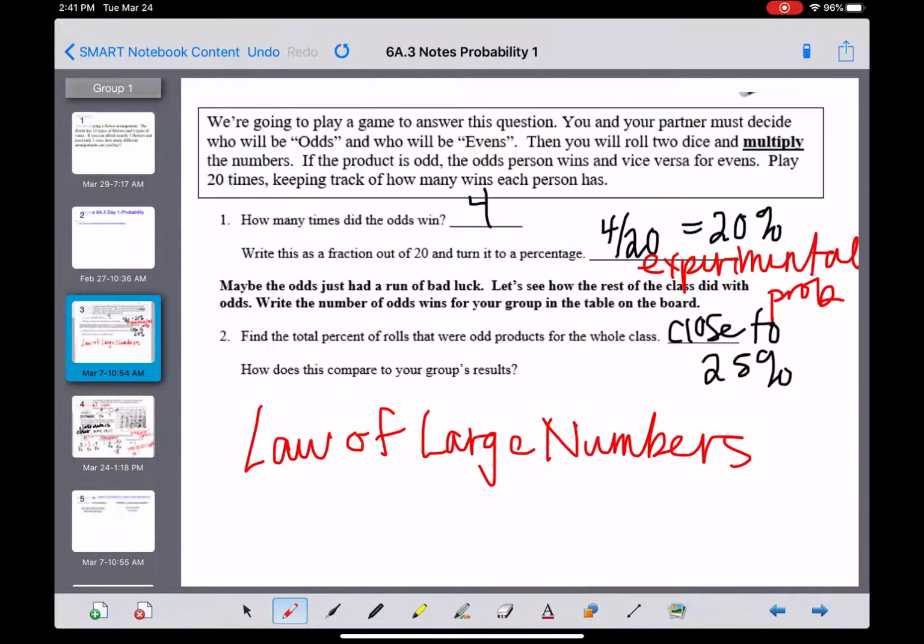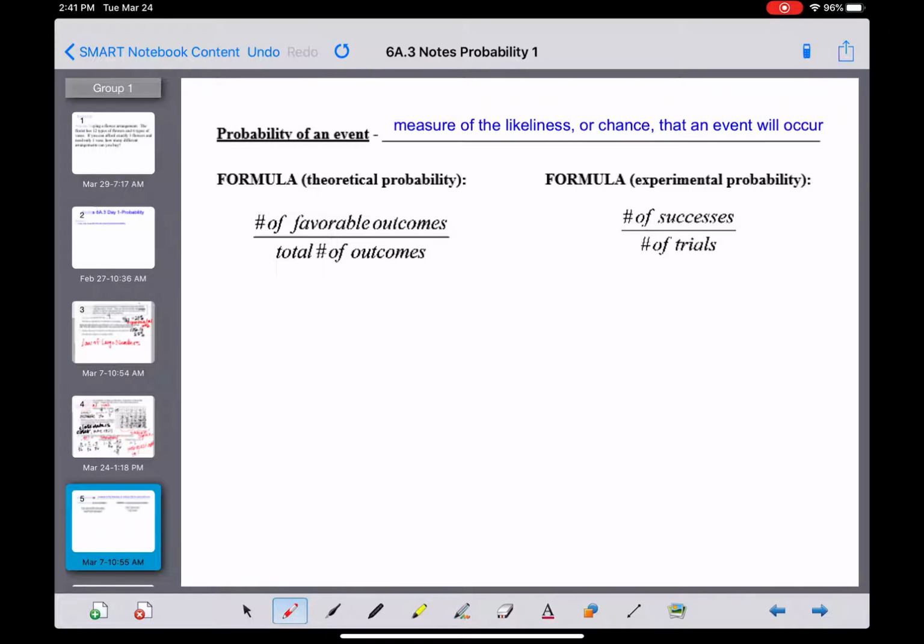Back here for experimental, my number of trials was 20, and the number of times I got a success was 4, so odds winning. So it's the number of successes over the number of trials. They're essentially the same type of thing. And remember, the law of large numbers tells us that the experimental probability will approach the theoretical probability the more times I do it.